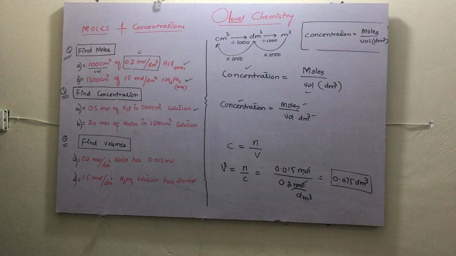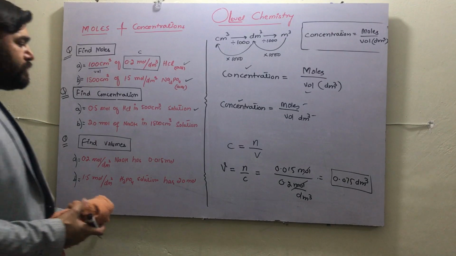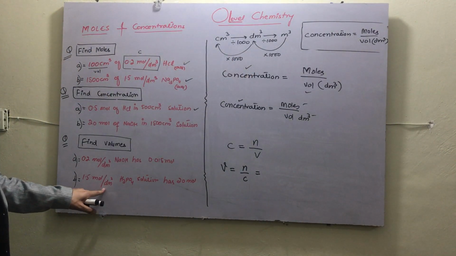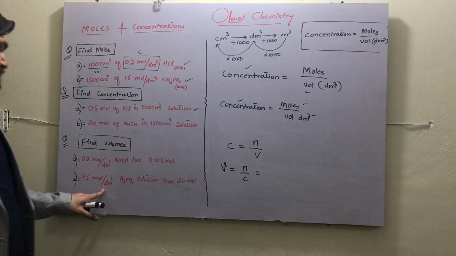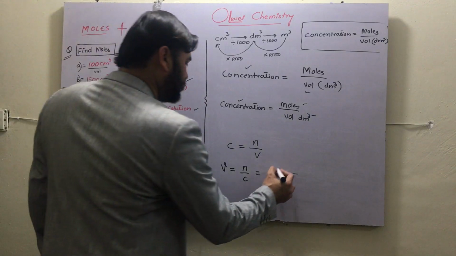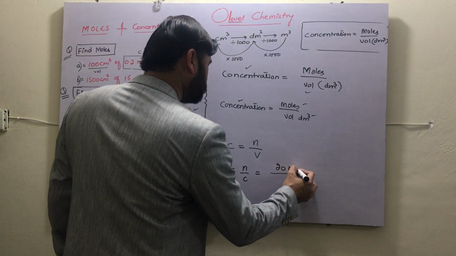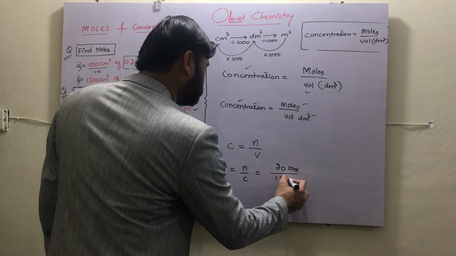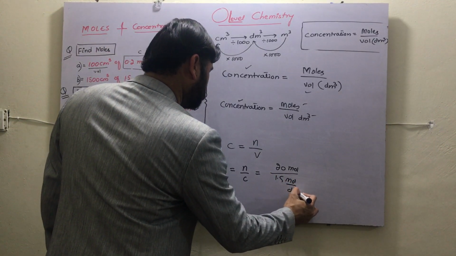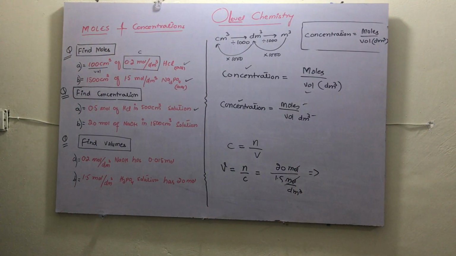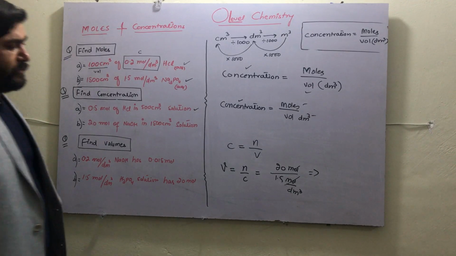And in the second part, let me write over here 1.5 mole per dm cube, 1.5 the concentration, 20 mole is the answer, and 1.5 mole per dm cube. Mole will be cancelled. So the answer for this is very easy. That is roughly 13.3 dm cube.